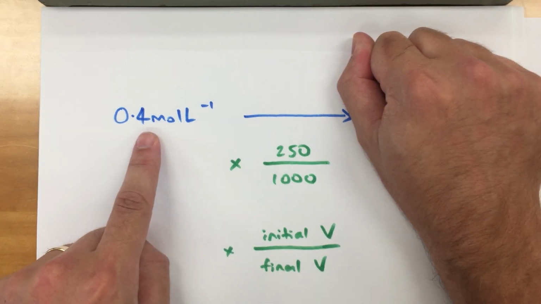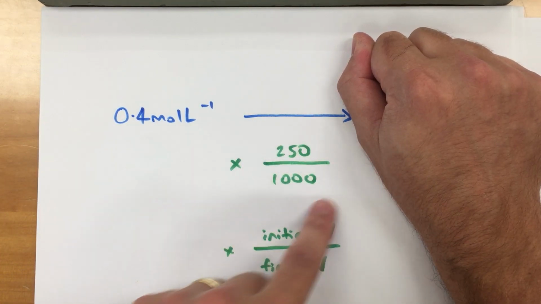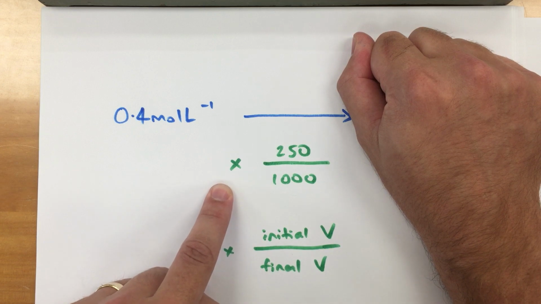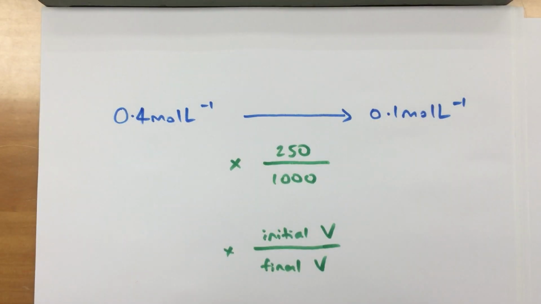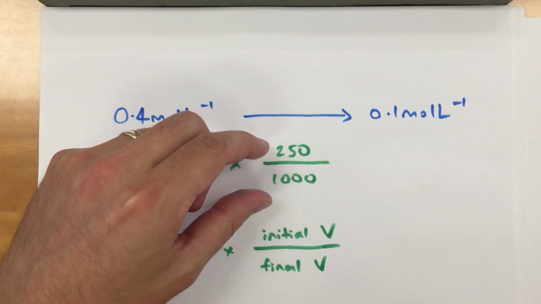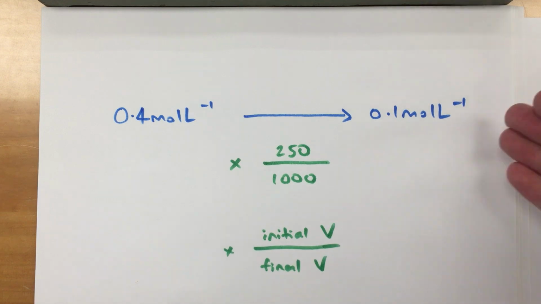So if I take my initial concentration and times it by this dilution factor, it will give me my final concentration, which is 0.1 mole per litre. So that's a little shortcut if you're given the initial concentration and the initial and final volume, and you're asked to find the final concentration. That's not what we were asked to do in our previous question, but it could be for some of the ones you might come across.